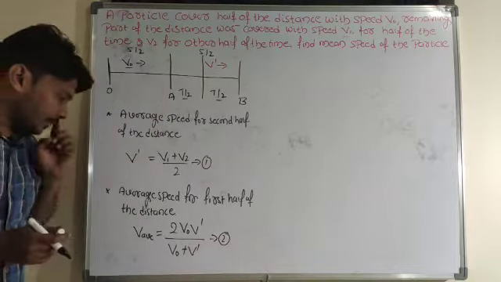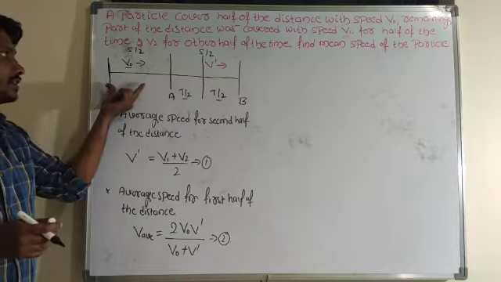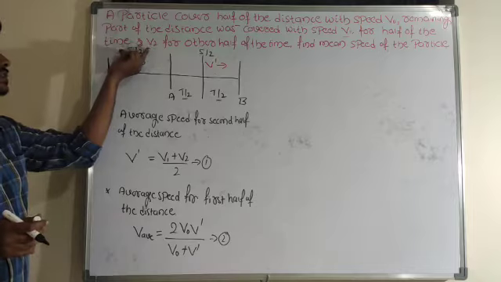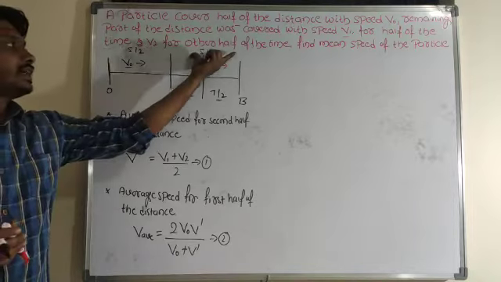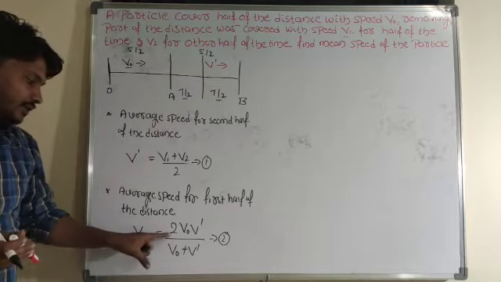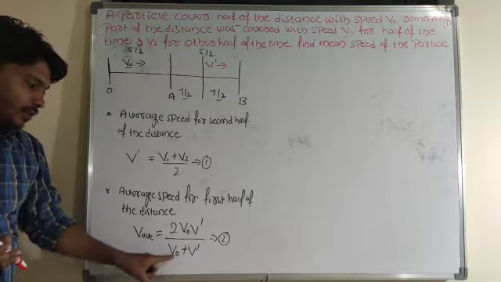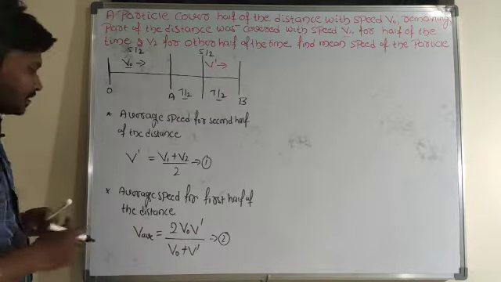So this is the formula. So this is the average speed for the first half of the distance here. So in case of first half of the distance, S by 2, and in the second one, S by 2. So what is the average speed in this situation? V average is equal to 2 times V0 into V dash divided by V0 plus V dash here. So look at here.